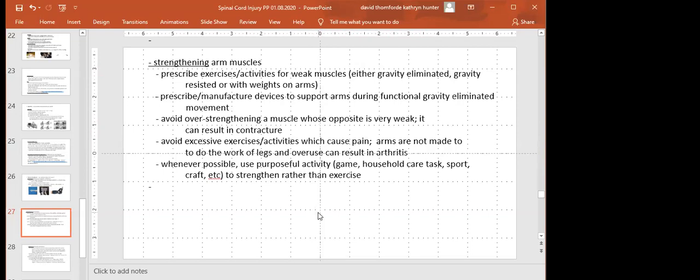Take it easy if the person's developing pain. And of course, as OTs, we want to use purposeful activity rather than having a person reach in the air with a weight, have them play a game whereby they have to reach in the air to grasp an item. If you're working on gravity eliminated, rather than have them reach back and forth just on a board, have them pick up a piece of silverware from the middle of the board and put it down on the right side. Or a sport, anything that we can do to strengthen rather than pure exercise.